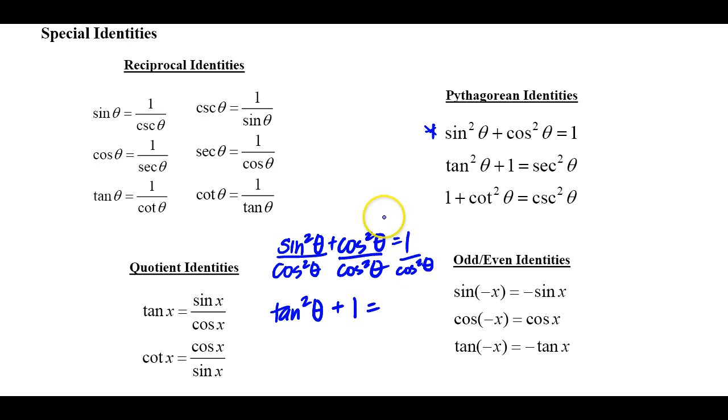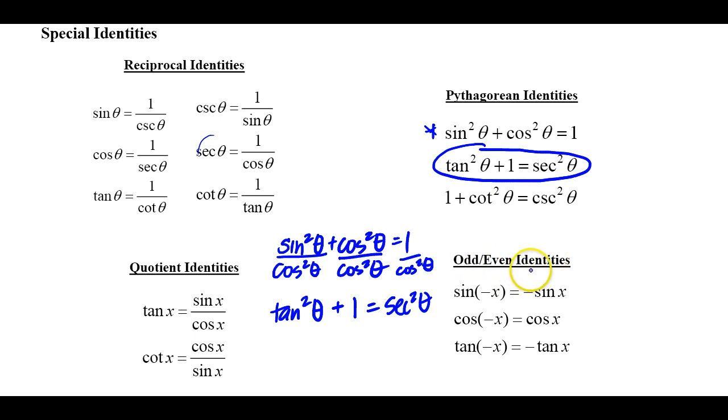So what's 1 over cosine? It's secant. So this is secant squared theta. What happened? I just found the second identity. So if you've memorized the first identity and you know your reciprocal and quotient identities, you can just derive these other two formulas. You get the third formula if you divide everything by sine squared instead of cosine squared. So that's a nice little trick.